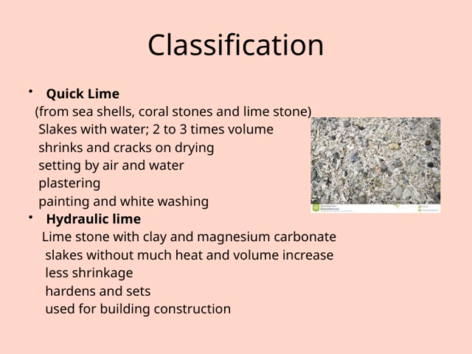On the other hand, we have hydraulic lime, which is made from limestone combined with clay and magnesium carbonate. Unlike quicklime, hydraulic lime slakes without much heat or significant increase in volume, and it experiences less shrinkage during setting. Importantly, hydraulic lime hardens and sets through a chemical process, making it suitable for building construction where stronger, more durable material is needed. Understanding these differences helps us select the right type of lime for specific construction purposes, ensuring both strength and workability in our projects.